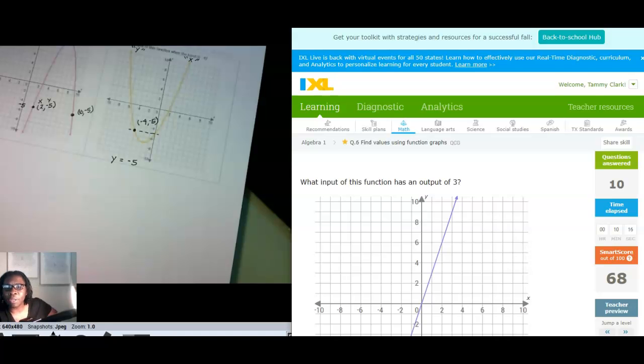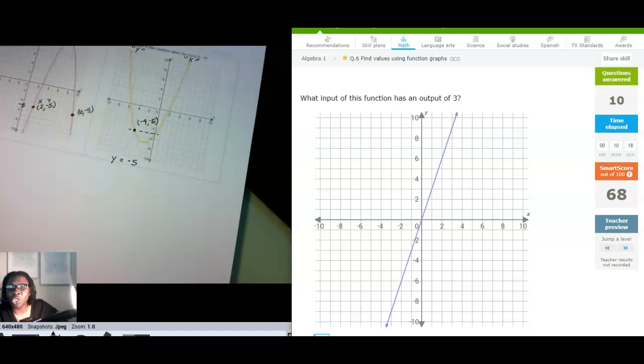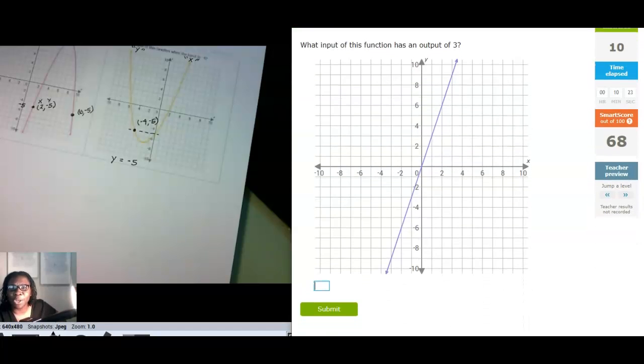What input of this function has an output of 3? So remember, input is your x-axis, output is your y-axis. So really, you could turn this question around and you could say, when I have a y value of 3, what is my x value? Well, my x value would be 1.